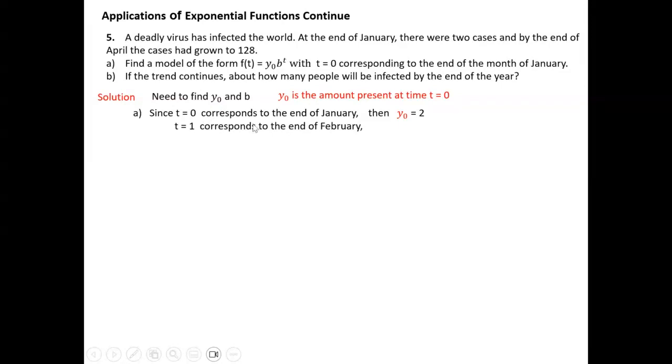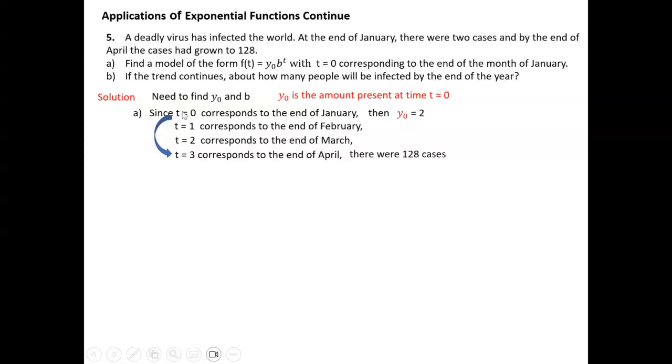So then if t equals 0 corresponds to the end of January, then t equals 1 will correspond to the end of February, t equals 2 corresponds to the end of March, and t equals 3 corresponds to the end of April. Right? So at the end of April, there were 128 cases. So we can go straight from, right, this is my first point, (0, 2). This is my second point, (3, 128).